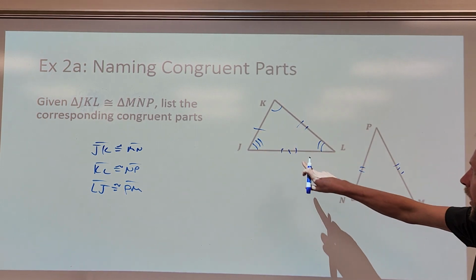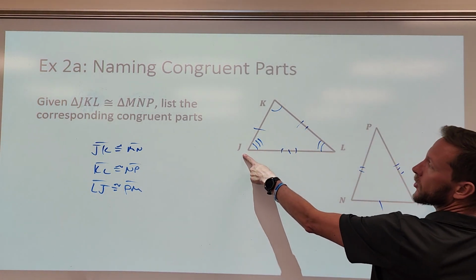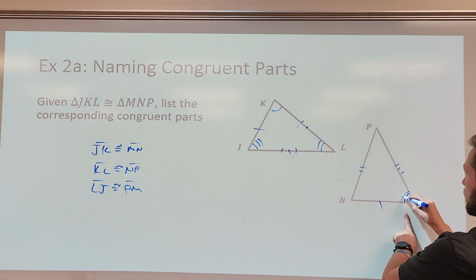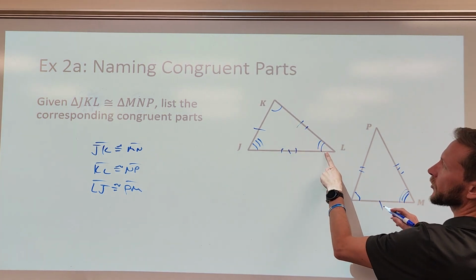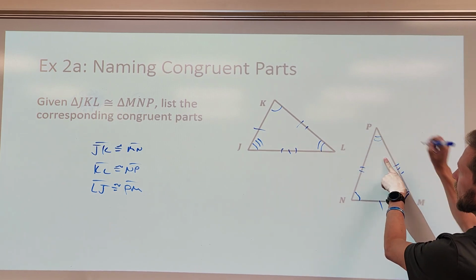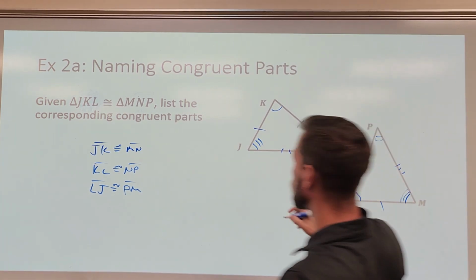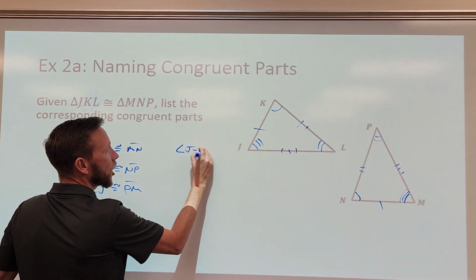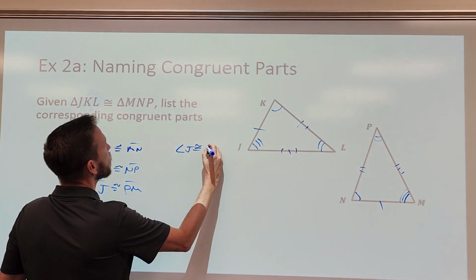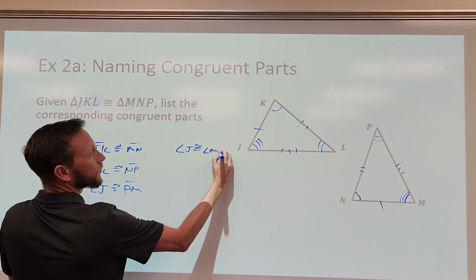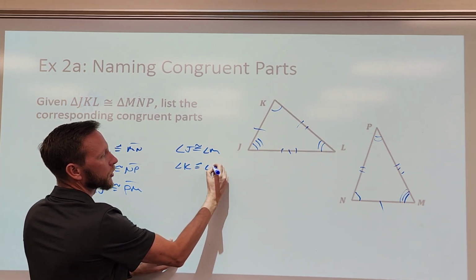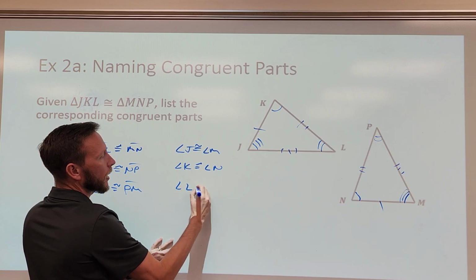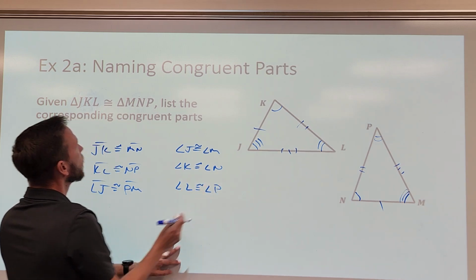All right? So we have the angle that J corresponds to is M. The angle that K corresponds to is N. The angle that L corresponds to is P. So we're going to mark those accordingly, that angle J is congruent to angle M, and we can tell that in the picture. That angle K is congruent to angle N, and that angle L is congruent to angle P.